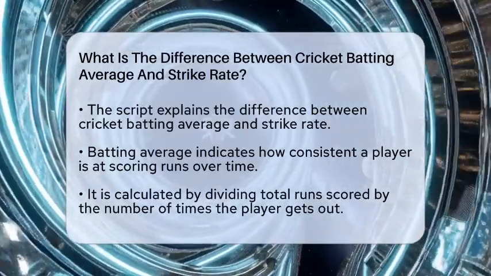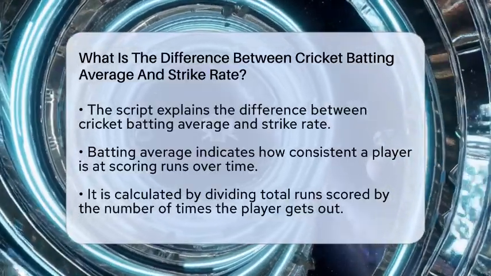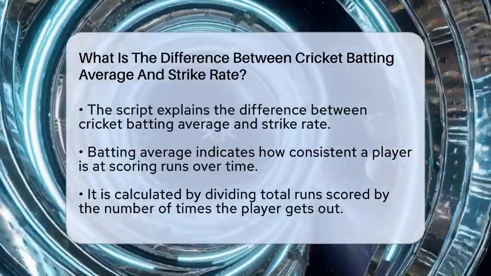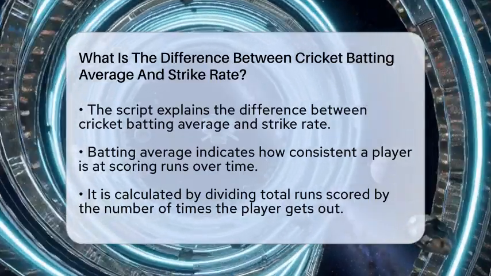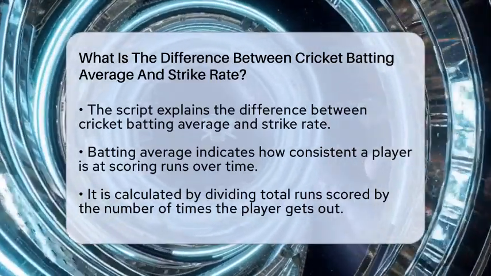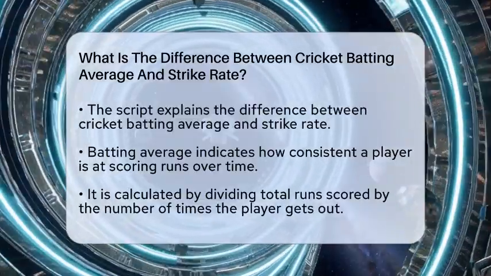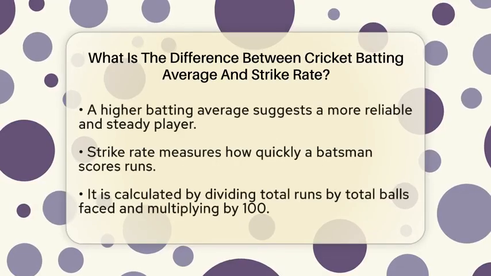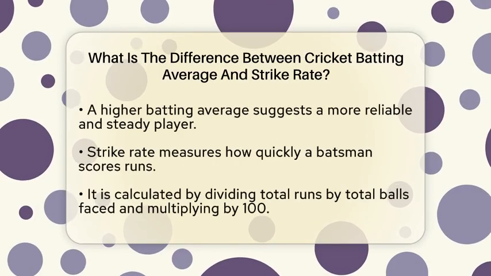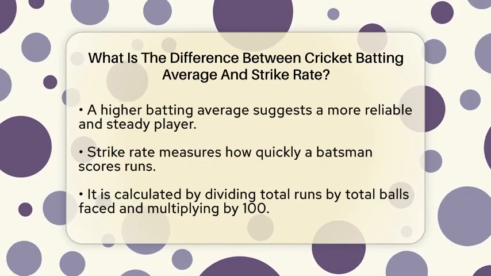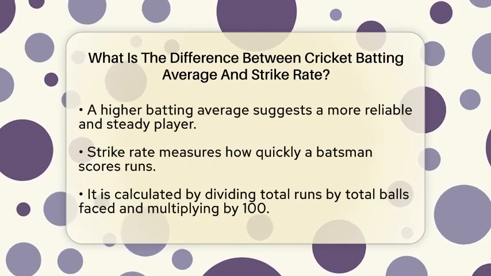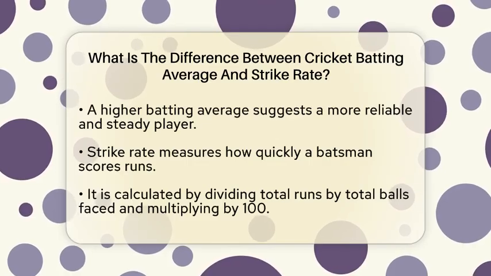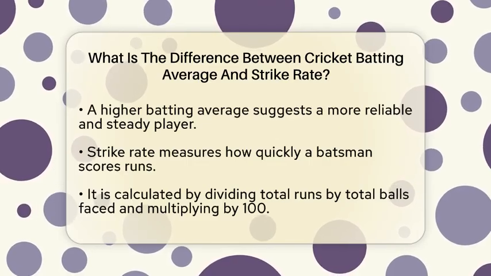The batting average is a simple number that shows how consistent a player is at scoring runs. It is calculated by dividing the total runs a player scores by the number of times they get out. So, if a batsman scores 200 runs and gets out 10 times, their average is 20 runs per dismissal. This number helps us see how reliable they are at staying at the crease and building their innings over time. It's especially important in longer formats like Test cricket, where patience and steady scoring matter a lot.